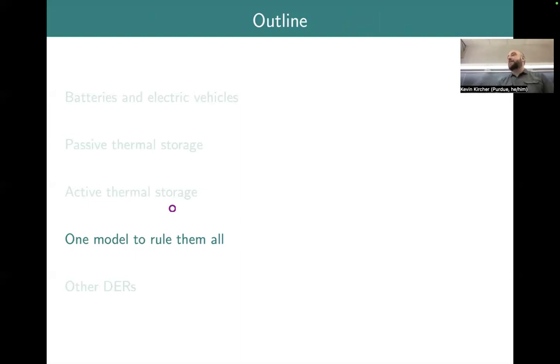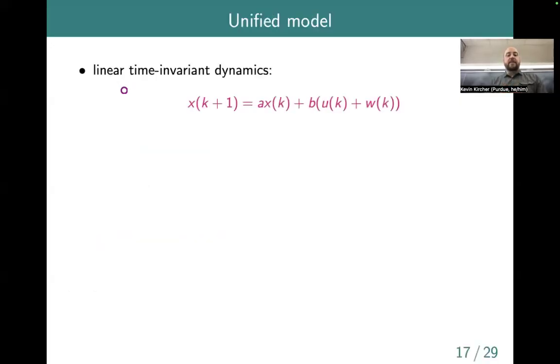All right, so now we're going to go back and kind of take stock. We're going to look back at all the different models and say, okay, what can we write down that's a general description of any of these storage-like DERs? So all of the models have scalar, first order, only one state, dynamics.